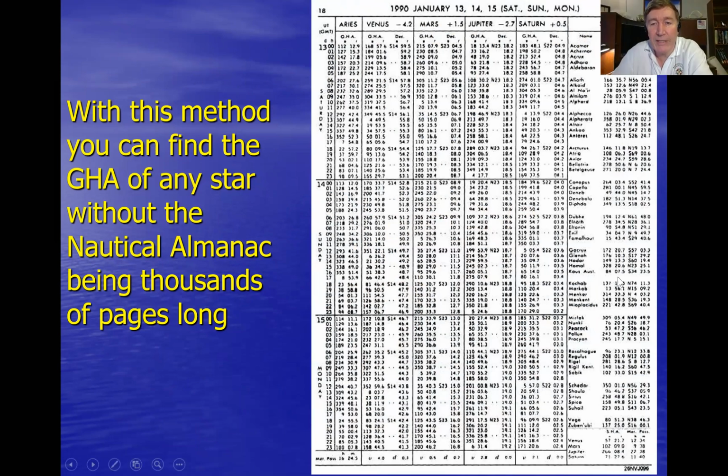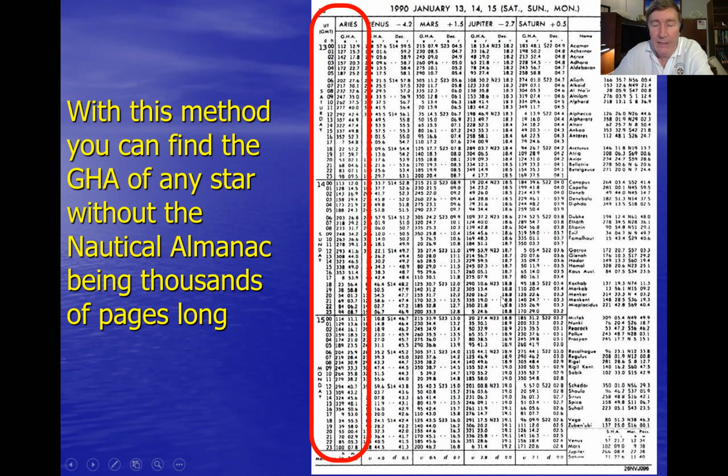So if it weren't for the technique of using the GHA together with the SHA, our nautical almanac would have to be thousands of pages long, and that's just not doable. So this is where you look to get the GHA of Aries, and then this is where you look to find out what is the SHA for your particular star. And while we're at it, you'll notice that they also have the declination there, and they only give one number for the declination. And that's okay because the declination of a star does not change enough over a 3-day period to worry about.